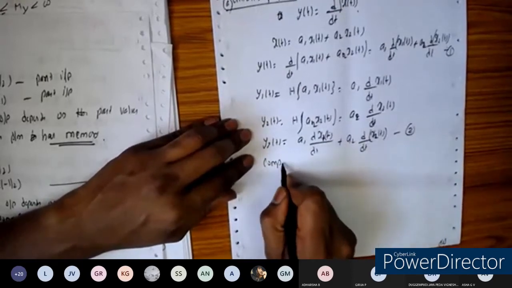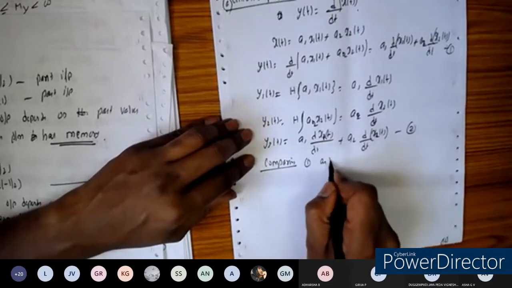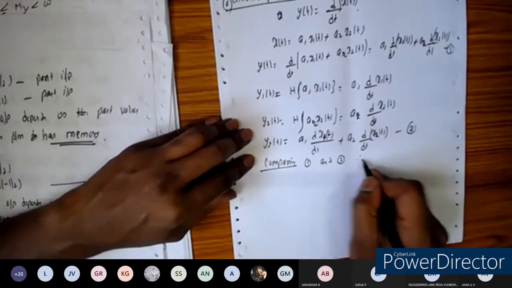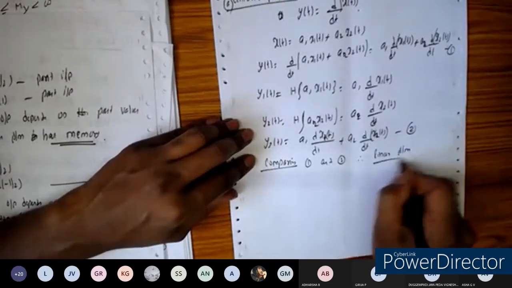So comparing equation 1 and 2, it is a linear system here. Since both are one and the same, the system is a linear system here.